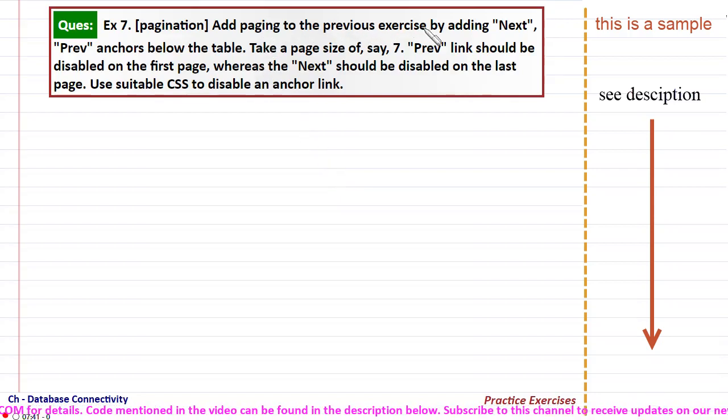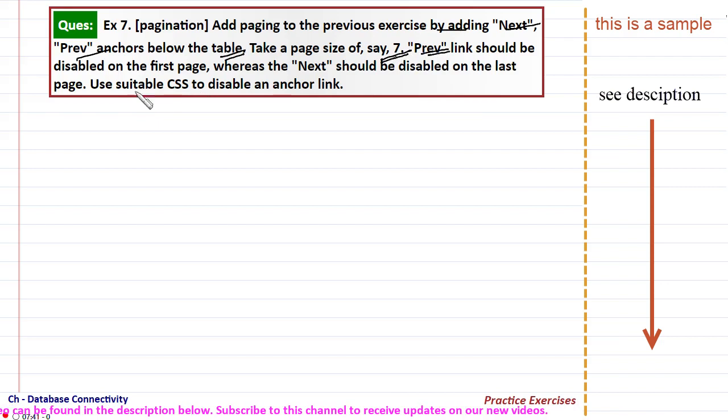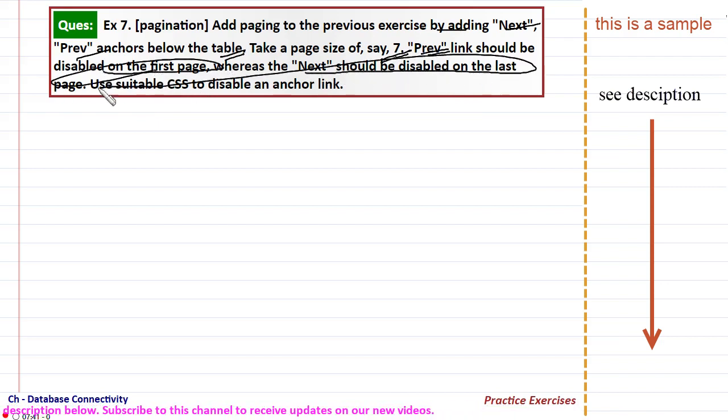Add paging to the previous exercise by adding next and previous anchors below the table. Take a page size of, let us say, 7. The previous link should be disabled on the first page, whereas the next should be disabled on the last page. Use suitable CSS to disable an anchor link.